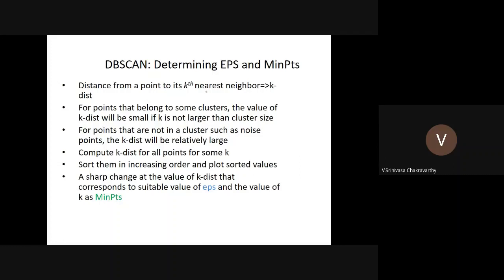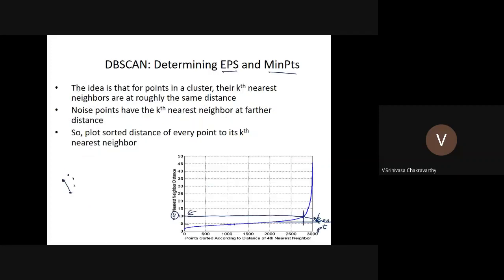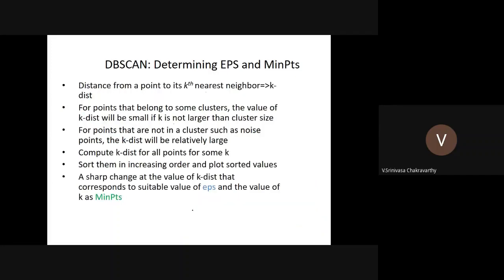The distance from a point to its k nearest neighbor is called k dist or k distance. For points that belong to some clusters, the value of k distance will be small if k is not larger than the cluster size. For points that are not in a cluster, such as noise, the k distance will be relatively large. So compute k distance for all the points, plot them in sorted order, and get the value at the knee point. That distance becomes your EPS, and the k that you have taken becomes the min points, and the threshold distance becomes EPS.